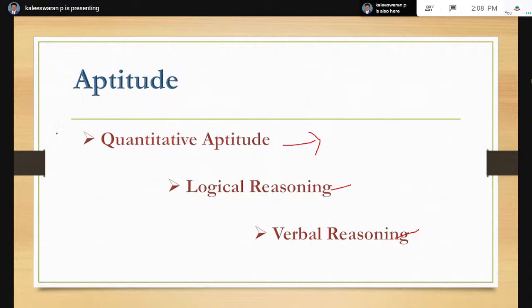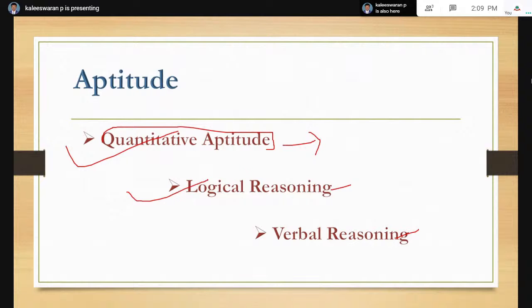Aptitude has three major areas. The first one is quantitative aptitude. Quantitative aptitude is related to numerical problems like percentage, permutation, combination, probability.